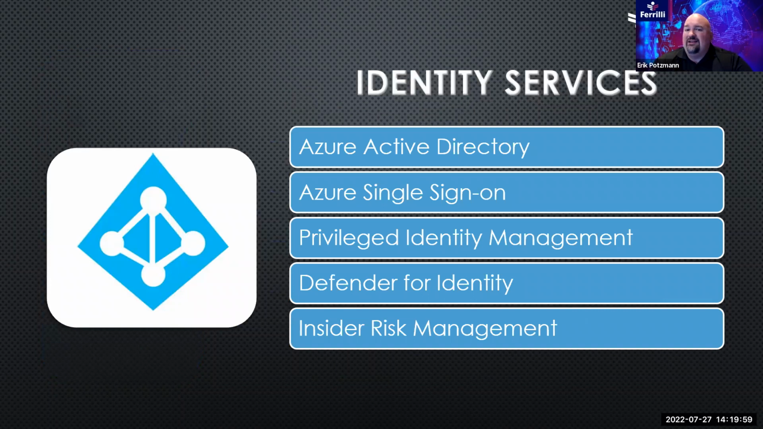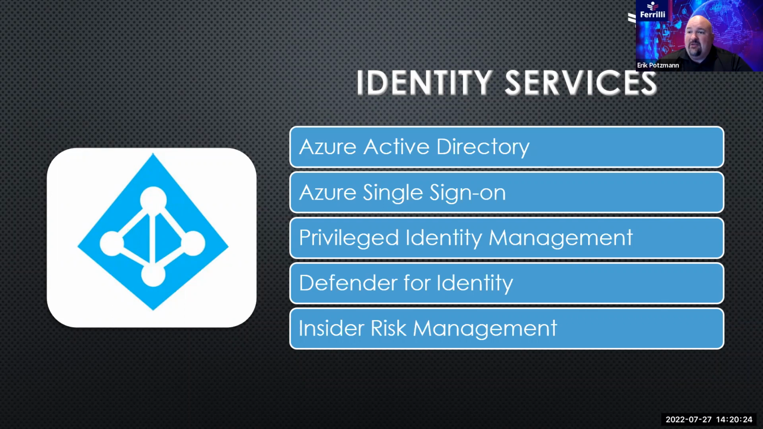Then you also get identity services. Maybe you're familiar with Azure AD. This is the built-in identity management service for all of Office 365 and Azure. If you have anything in Office 365 or Azure, you have Azure AD. What you get with the Microsoft 365 A5 is Azure AD Premium P2.